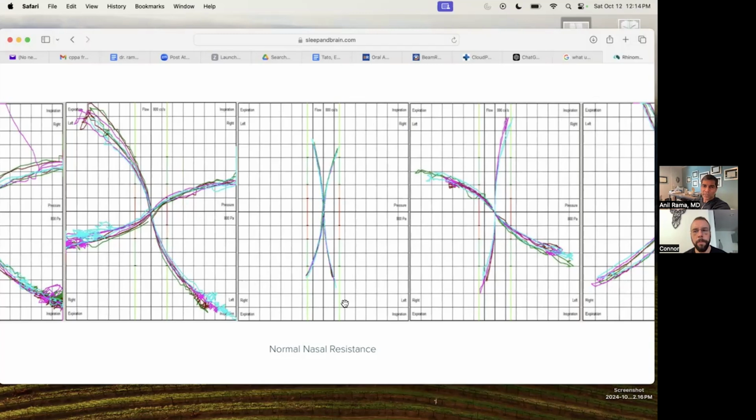The walkaway point is the more vertical that X is, near the y-axis, that means your breathing is good. Low nasal resistance, high nasal flow. The more horizontal it is, the worse your breathing. High nasal resistance, low flow. Specifically, you want to see where it crosses the line.